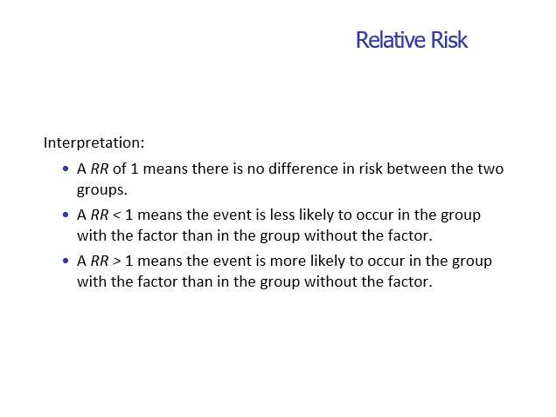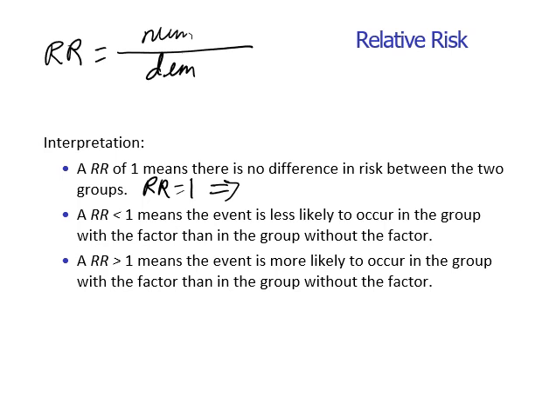Now, relative risk of 1. Okay, so we have to remember that relative risk has a numerator and a denominator. Relative risk of 1 means that the proportions are the same. There is no difference in risk between the two groups, correct? So in this case, when relative risk equals 1, it also means that the numerator equals the denominator, right?